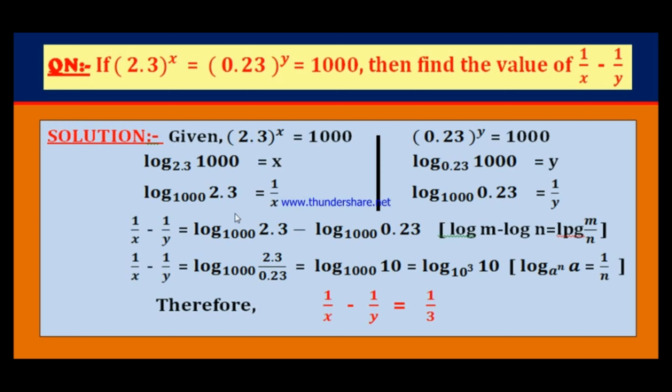This RHS is in the form of log m minus log n. Log m minus log n is log m by n. That is log of 2.3 by 0.23 to the base 1000. This is equal to log of 10 to the base 1000, since 2.3 is 10 times 0.23. Log 10 to the base 1000 means log 10 to the base 10 cube. This is in the form of log a to the base a power n. Log a to the base a power n is 1 by n. Therefore, this will be 1 by 3. So 1 by x minus 1 by y is equal to 1 by 3.